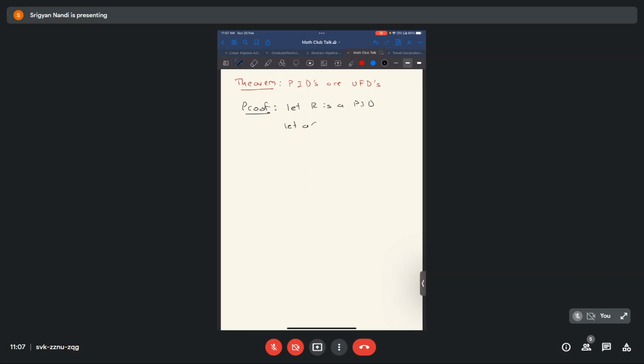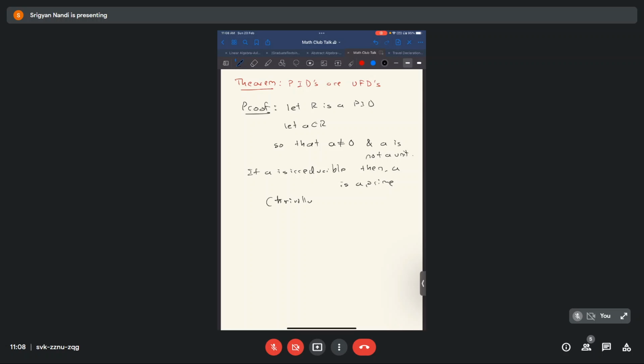So let a belong to R, such that a is non-zero and a is not a unit. So a is a non-zero non-unit element of R. So if a is irreducible, then a is a prime. And trivially, it has a unique factorization. It has a unique prime decomposition.